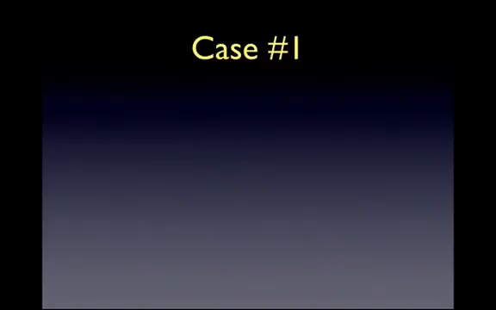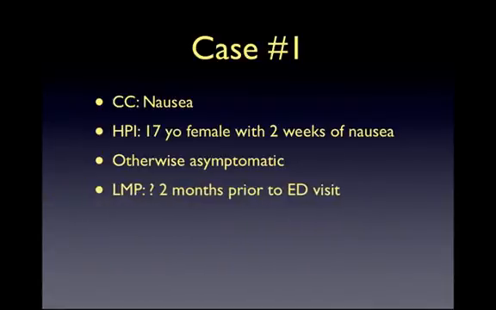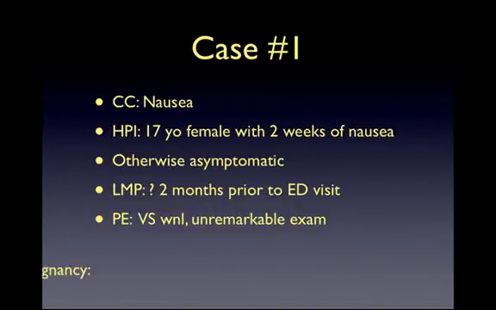In order to illustrate our indications and potential findings of the transabdominal approach to pelvic ultrasound, we will begin with a case. The chief complaint is nausea. We have a 17-year-old female with 2 weeks of nausea, who is otherwise asymptomatic. She can't quite remember her LMP, but thinks it might be 2 months prior to the current ED visit. On physical exam, her vital signs are within normal limits, and she has an otherwise unremarkable exam. Her urine pregnancy is positive.